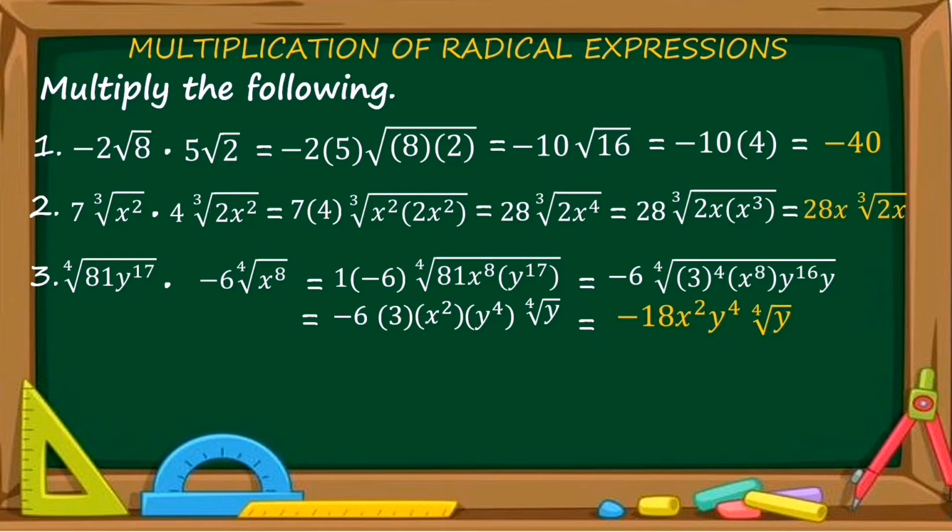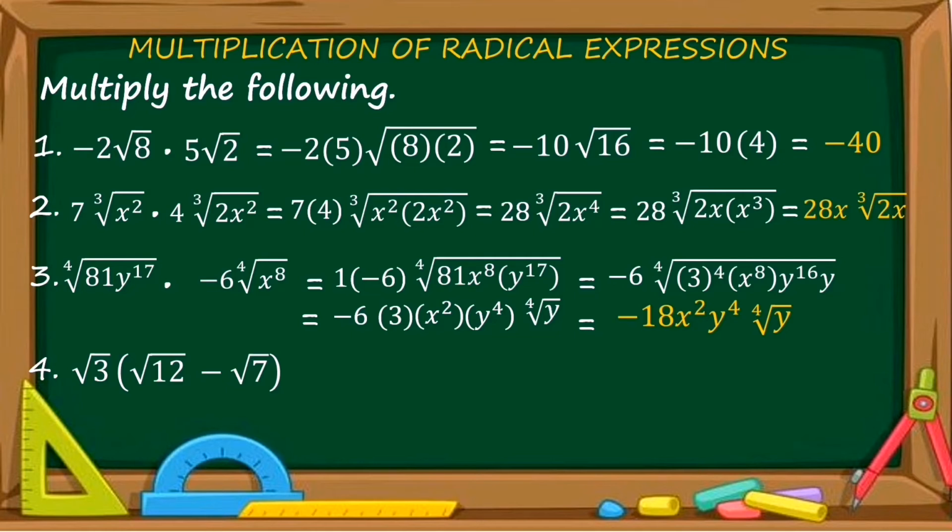Negative 18 is the product of negative 6 and 3. So our answer is negative 18x squared y raised to 4, fourth root of y. Then number 4: square root of 3 times the quantity square root of 12 minus square root of 7.